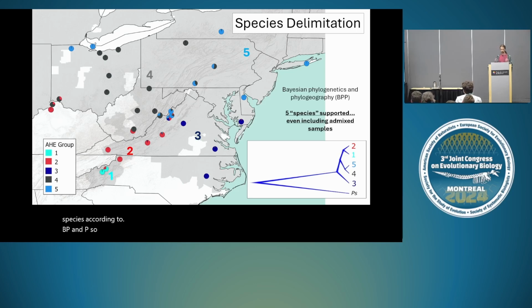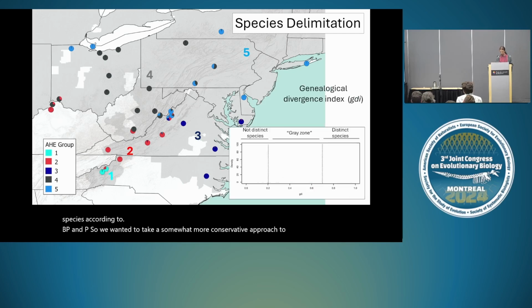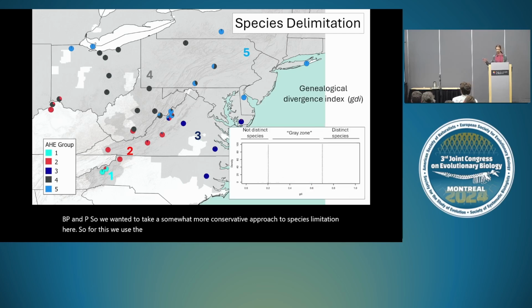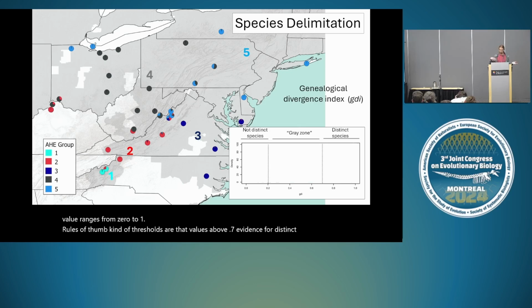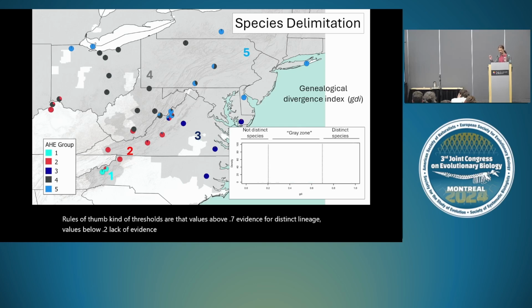So we wanted to take a somewhat more conservative approach to species delimitation here. So for this, we use the genealogical divergence index, so it uses those parameters from BP&P in terms of divergence times and population sizes, to assess evidence for lineage independence. So the GDI is basically a function of divergence times and population sizes. Longer divergence or smaller population size, more evidence for lineage independence. So the value ranges from 0 to 1. Rules of thumb, thresholds, are that values above 0.7 indicate evidence for distinct lineage, values below 0.2 indicate lack of evidence, and values between 0.2 and 0.7 are this gray zone in which the evidence is ambiguous.